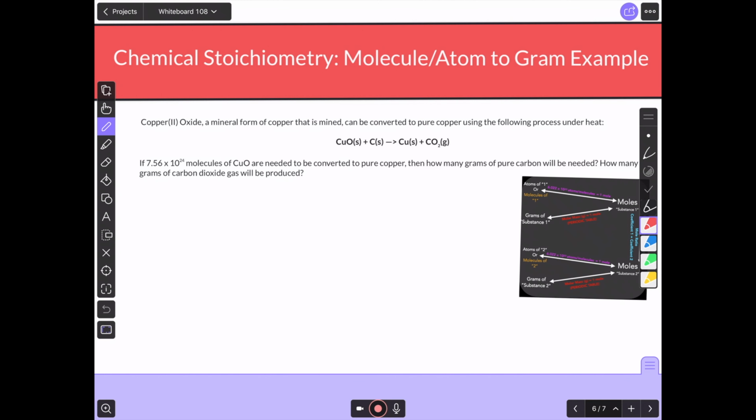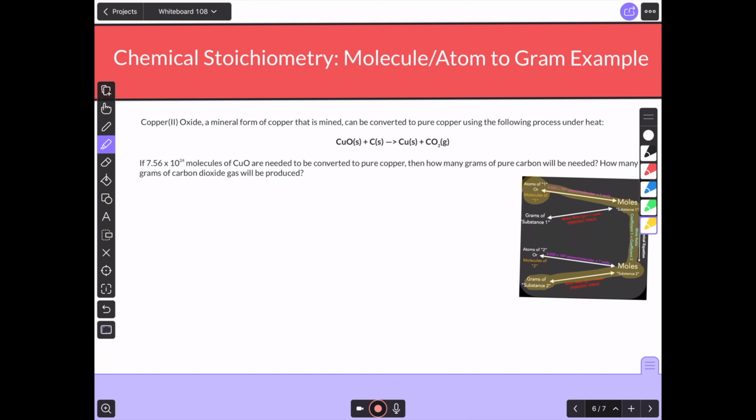Molecules, atoms to grams. All right, again, so we're starting with molecules, atoms, but in order to get all the way to grams, we first got to get to moles. Then we can get through our chemical reaction to the moles of whatever we're trying to convert to. And then we take that to grams so we can weigh it out. Okay?